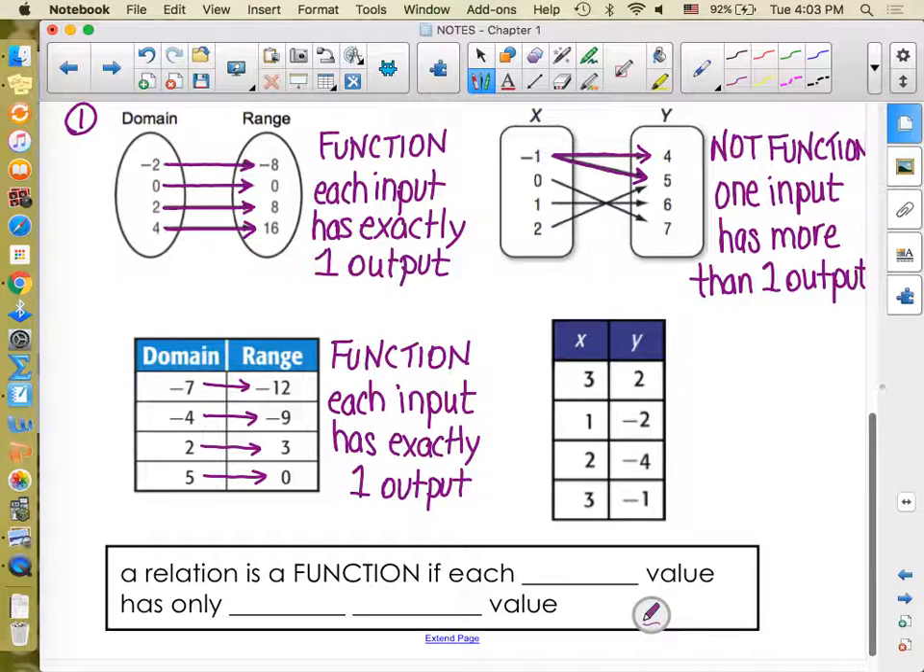And on the last data table that we're looking at, I see an input of 3, it outputs 2. I want to look down that table for repeated inputs to see if my phone's functioning correctly, the relation. This one has a repeated input and a different output, so this one is not a function. It's just like the cell phone example. One input has more than one output.